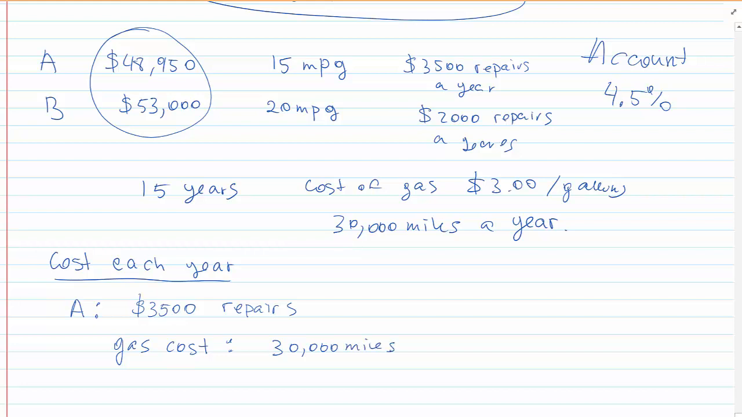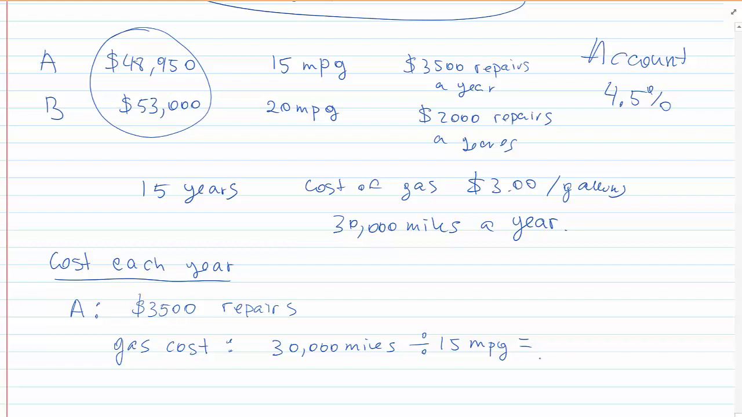All right, truck A gets 15 miles per gallon. So to figure out how many gallons you would need to drive 30,000 miles, what would you do? Divide 30,000 by 15. Absolutely correct. So you divide by the MPG, and that gives you the total number of gallons that will be required.